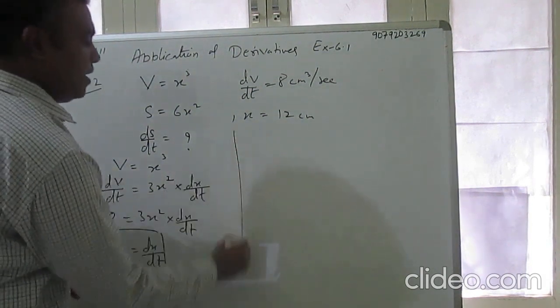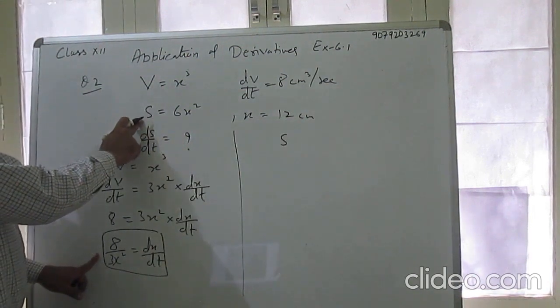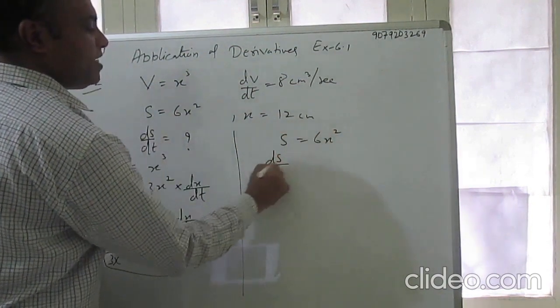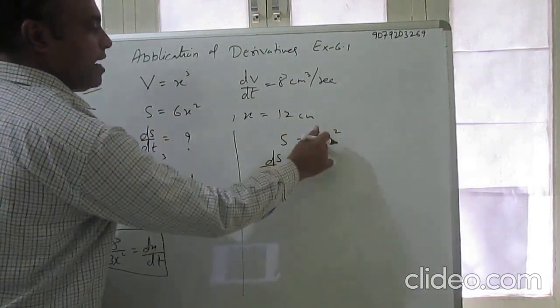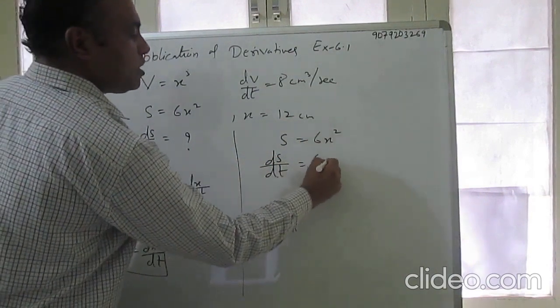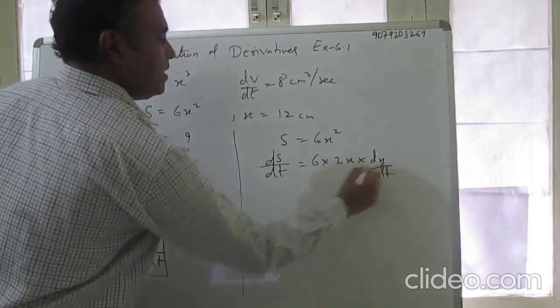Now we have to calculate rate of change of surface area with respect to t. So differentiate surface area with respect to t. You will get 6 constant multiply में रहेगा, x square का हो जाएगा 2, 6 into 2x, x का होएगा dx by dt.